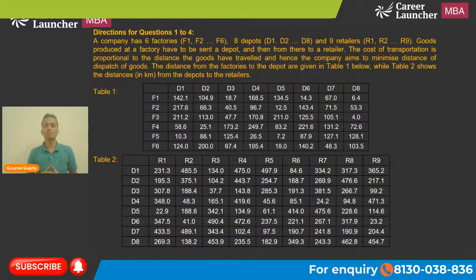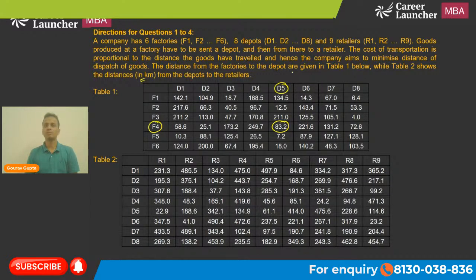The distances from the factories to the depots are given in table number 1. If you analyze table number 1, the distance of factory F1 from each of these 8 depots is given. Similarly, the distance of factory 2 from each of these depots is given, and so on. So if I look at one example, the distance between factory number 4 and depot number 5 is 83.2. This distance is given in kilometers.